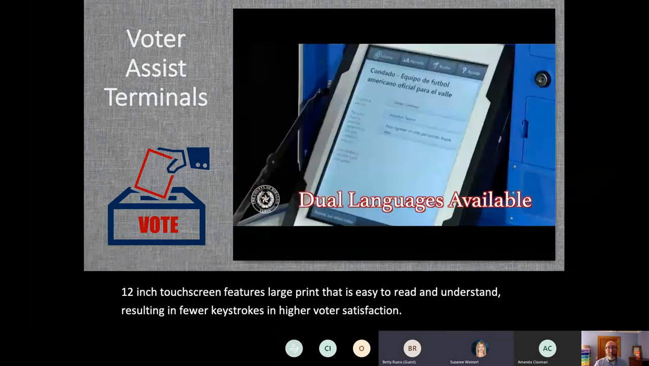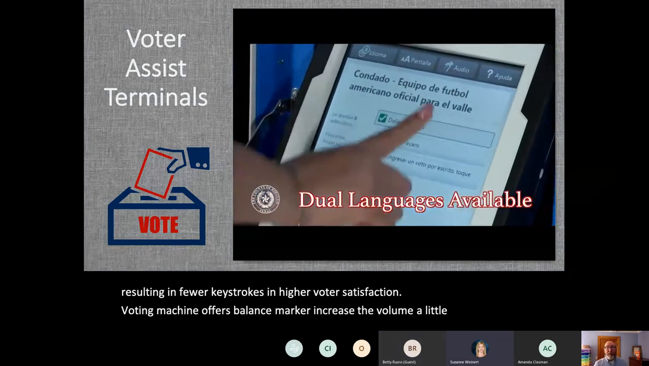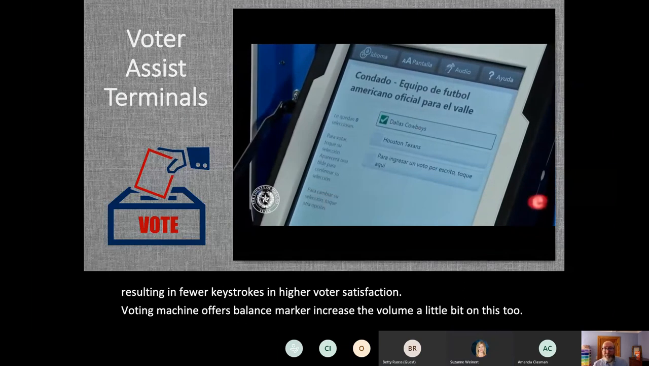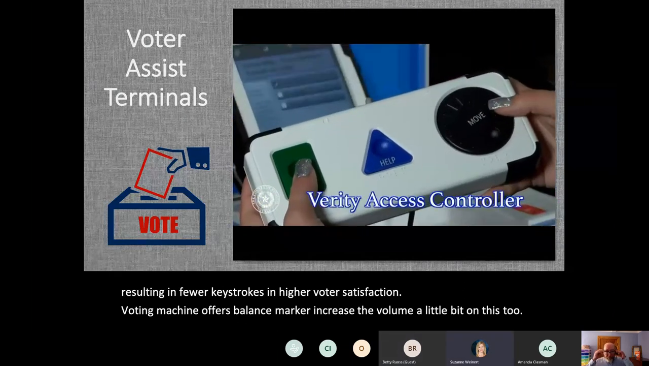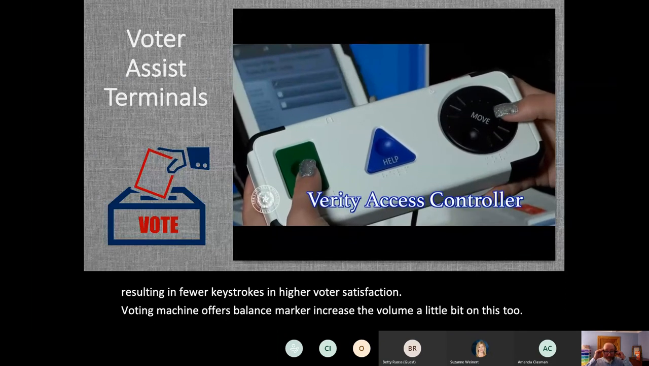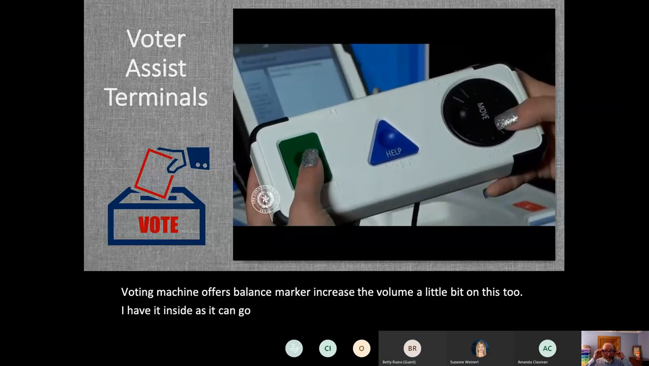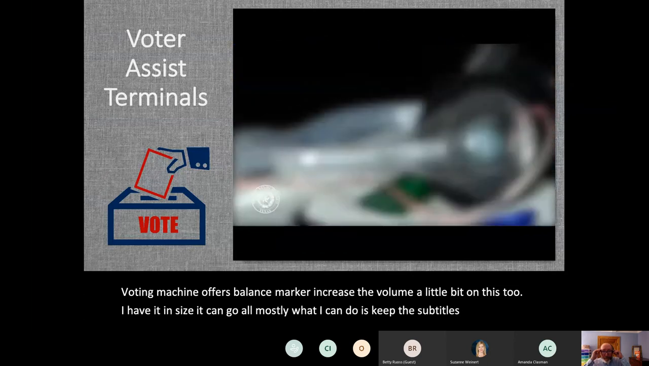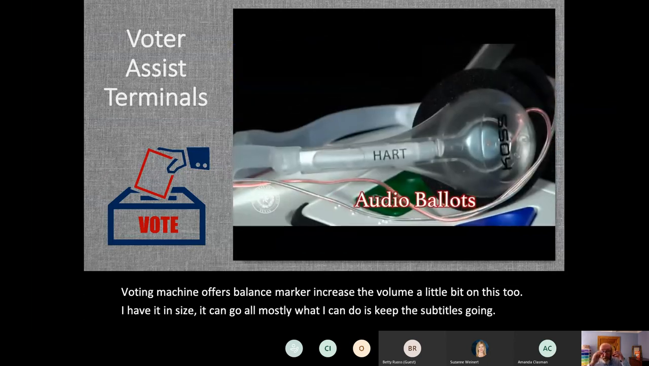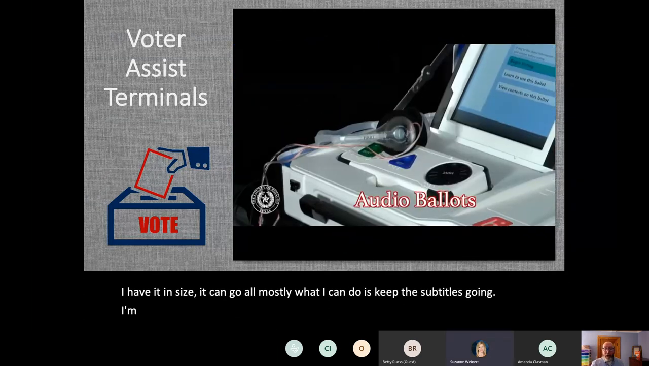Mark, can you increase the volume a little bit on this too? I have it as high as it can go. Mostly what I can do is keep the subtitles going. I'm sorry. That sounds good, thanks.